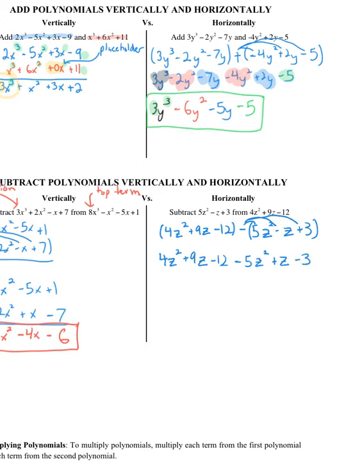Okay, so negative 5z squared plus z minus 3. And then find those like terms. 4z squared, negative 5z squared, that's going to be negative 1z squared. The next like term, positive 9z and positive z, that's actually going to be like an addition problem. It's going to be plus 10z. And then the last part, negative 12 minus 3 more, negative 15.